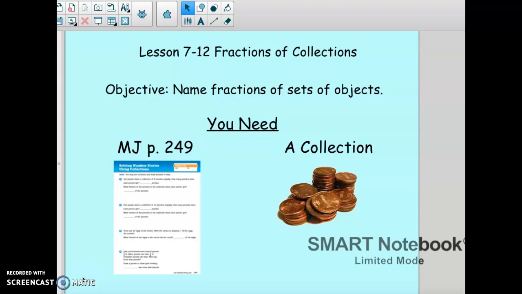Our goal today is to name the fractions of sets of objects. You will need Math Journal page 249 and a collection of some type. This collection can be a pile of coins, a small pile of Legos, or even the counters available on Connected.